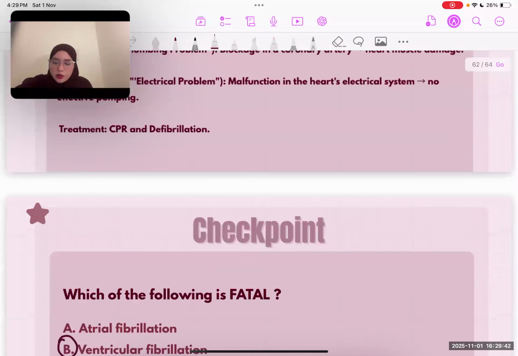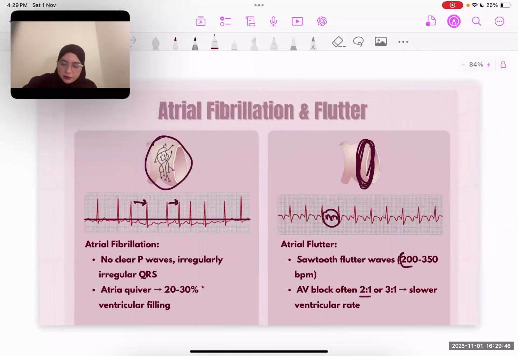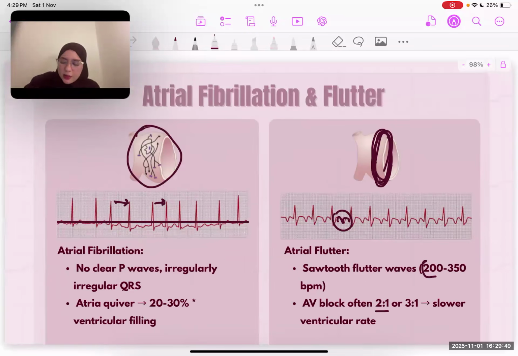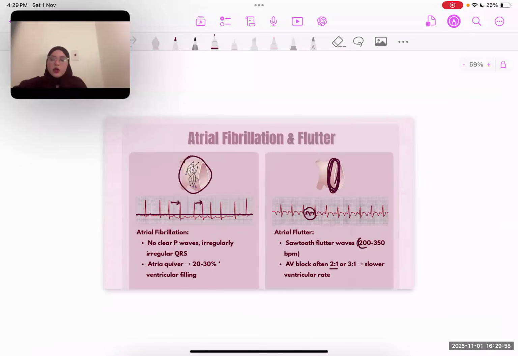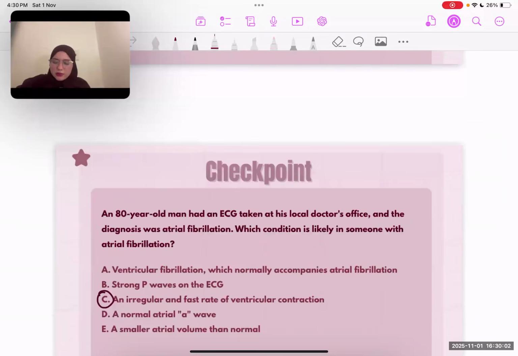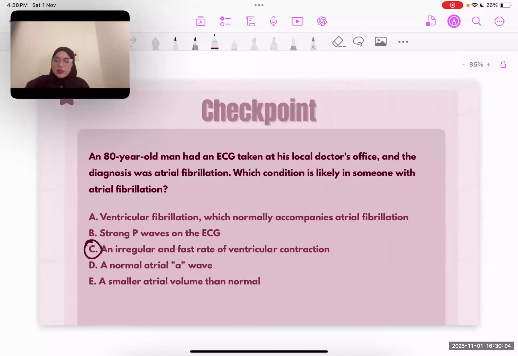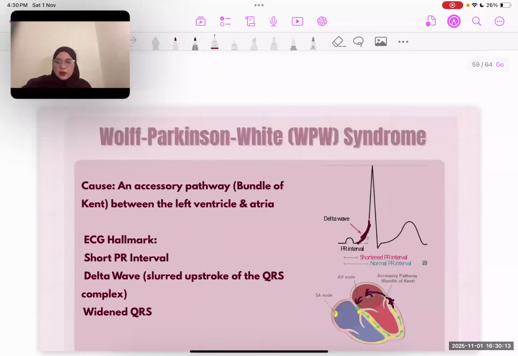So we're going to go back to atrial fibrillation. Now we're talking about atrial fibrillation. You're going to have irregular QRS, and because of that, what does that mean? QRS is your ventricular depolarization. So that means it's irregular and fast ventricular contraction. Does that make sense? If you look at the graph, okay, yes, okay.